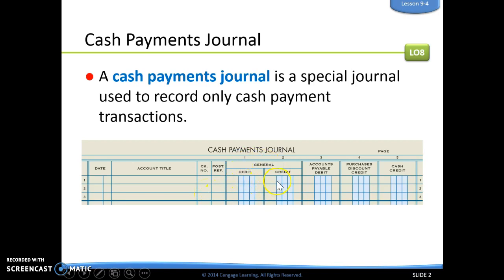We still have our general debit and credit columns. That means that the debit or the credit is going to go with whatever account is written in this column. We have a special amount column for accounts payable debit, a special amount column for purchases discount credit, and then of course our cash credit. Every transaction that we put in here should have a cash credit. If it does not have a cash credit, we are in the wrong journal.